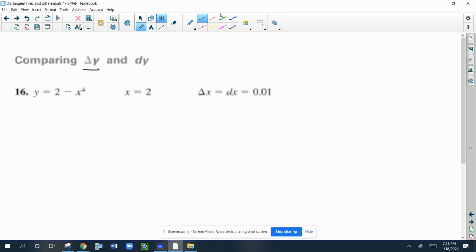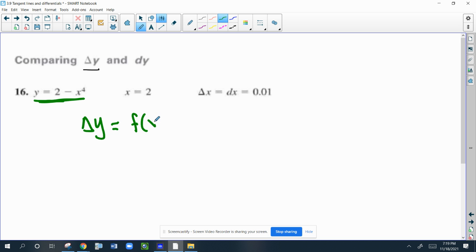That has nothing to do with calculus. It's just an easy algebra question. It's just the amount this function changes when it goes from x equals 2 to x equals 2.02, which is the change in x. So there is a formula for that if you want it.